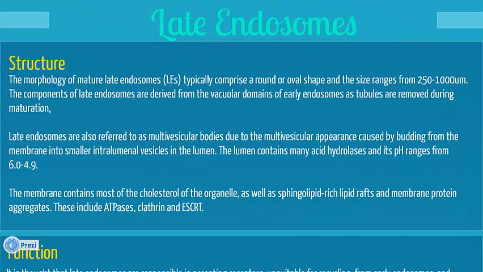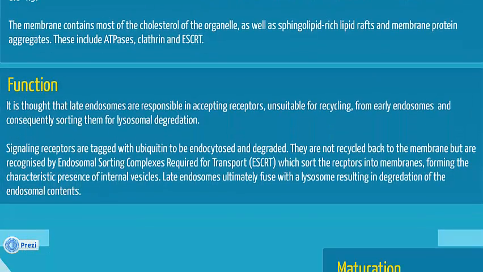Finally, late endosomes. They are typically a round or oval shape, and the compartments are derived from the vacuolar domains of early endosomes. Late endosomes can also be referred to as multivesicular bodies due to their multivesicular appearance. In terms of function, late endosomes are responsible for accepting receptors that are unsuitable for recycling. They are then sorted for lysosomal degradation. They ultimately fuse with the lysosome, resulting in degradation of their endosomal contents.